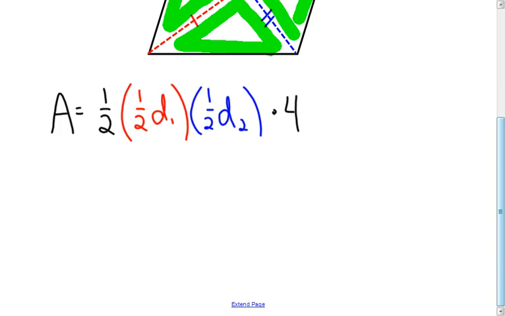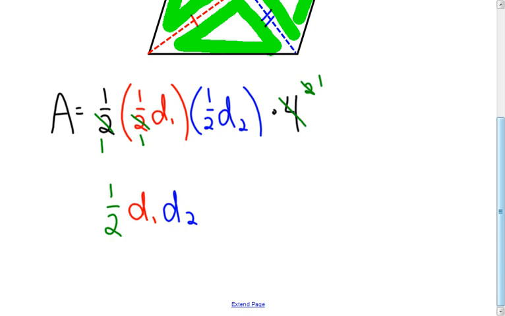Now it's just a little bit of simplifying. What I'm going to do first is look at this 4, and I have 1/2 here. That can become a 1, which makes this 4 become a 2. But then I have the 1/2 here. That 2 is going to become a 1, and this 2 will become a 1. Now the only thing that's left is that 1/2 from the blue. So I have 1/2 times diagonal 1 times diagonal 2 is all that's left.